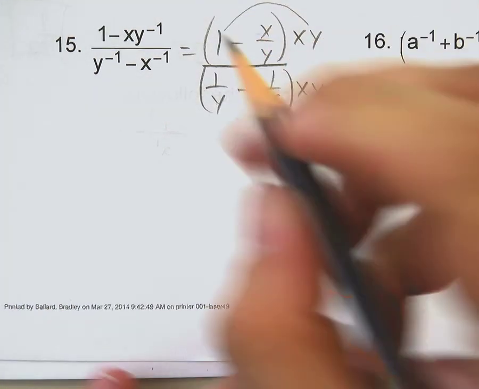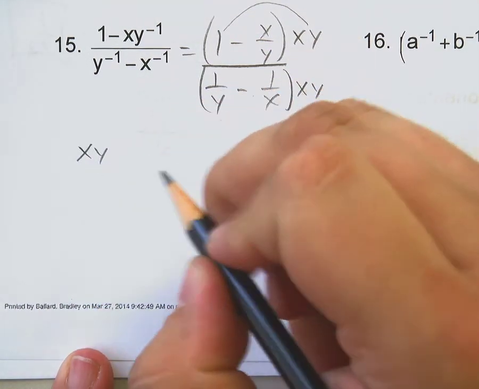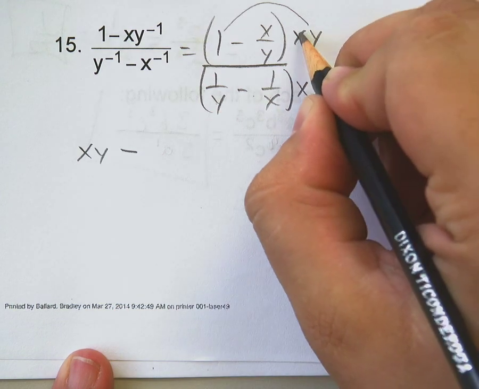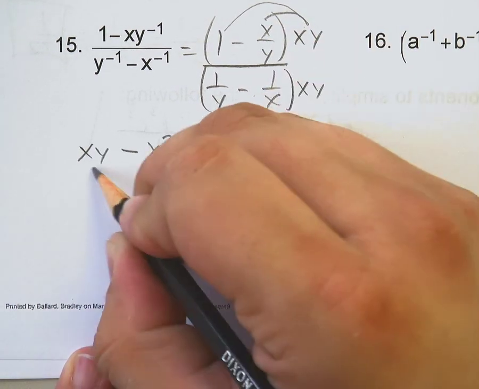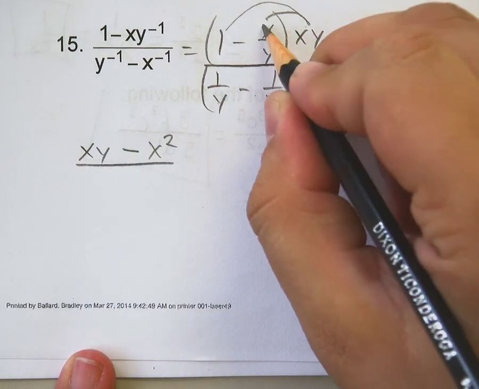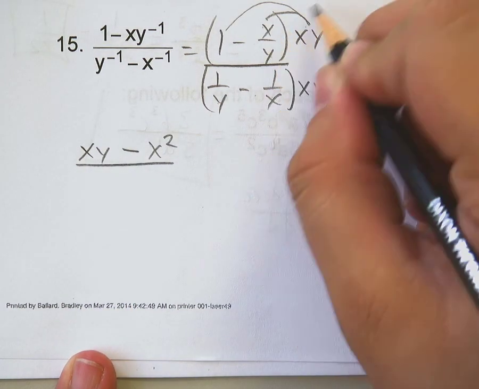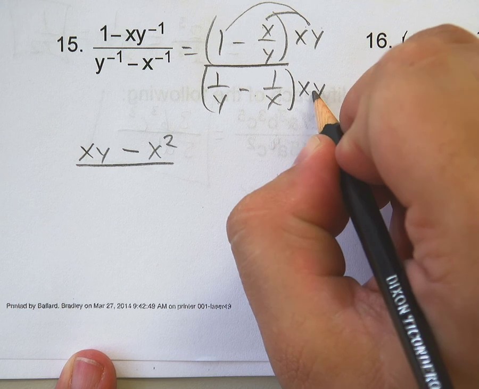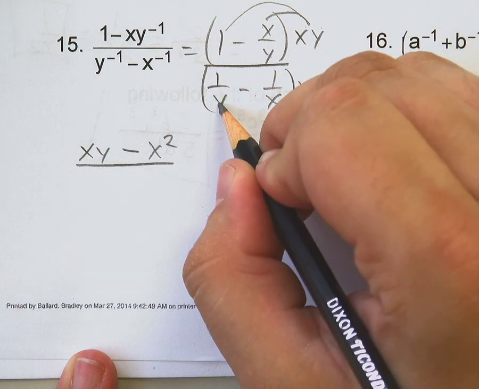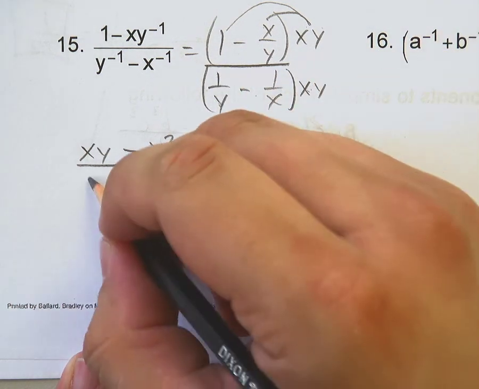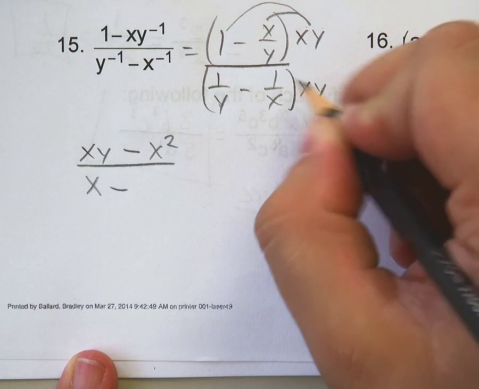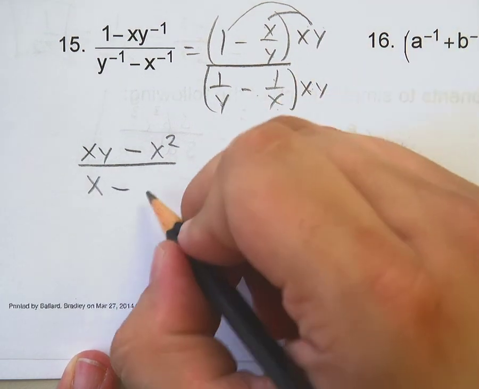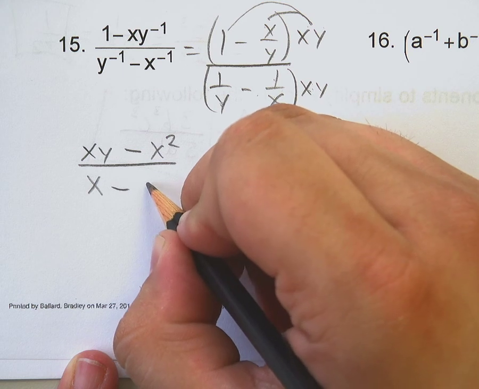Xy times 1 is xy. Xy times x over y is x squared, because x times x is x squared, y over y would cancel. Xy times 1 over y is just x. And xy over x is just y.